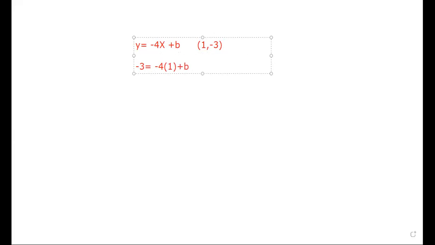Then next step, we will transfer -4 to the opposite side. It will be 4. Then you have 4 minus 3 equal b. So the answer will be b equal 1. Right? So the equation is y equal -4x plus 1.